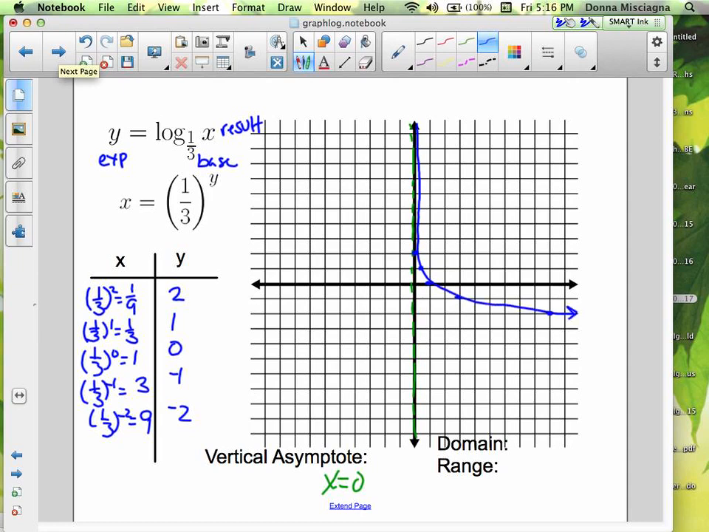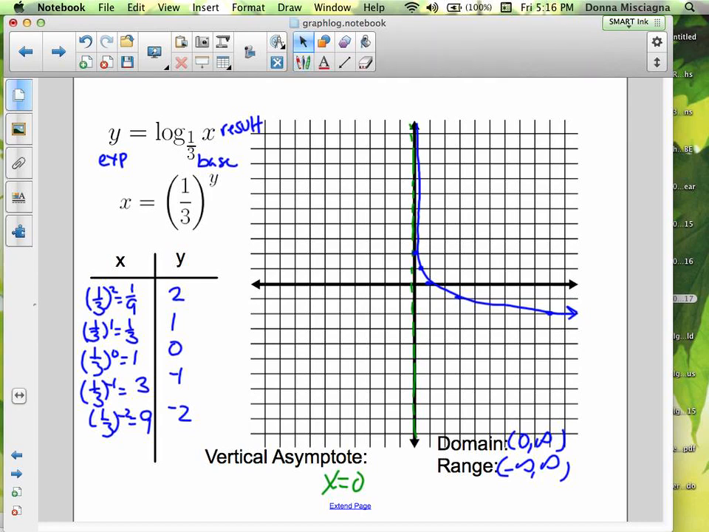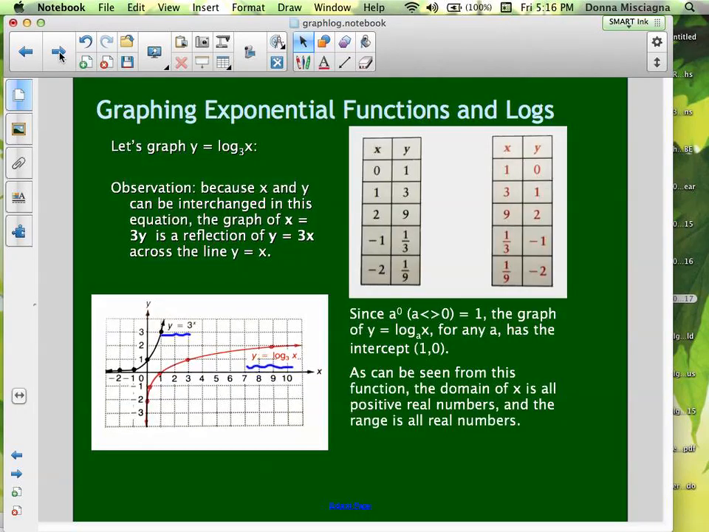And there we go. All right, our domain, 0 to infinity, all positives, and our range, -infinity to infinity, all values, because that's an exponent. And anything can be an exponent. Okay? So I hope you see that these are really no more difficult than graphing an exponential. It's just that we're going to have to rewrite it into exponential form.